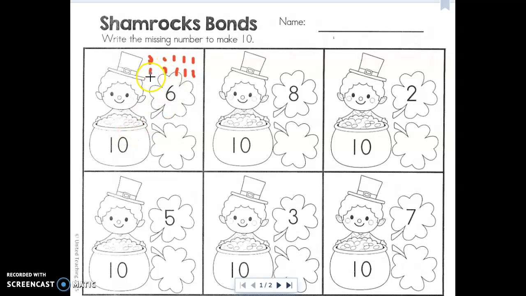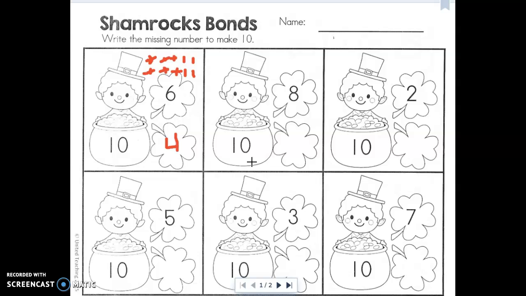Well, 6 of those were taken out. So I can look at this and say, this one's gone, this one's gone, this one's gone, 4, 5, 6. And I can see that right here, there are 4 pieces left, okay? So if I had 10, I took away 6, I would have 4. Another way I can look at this is 4 plus 6 equals 10, okay?